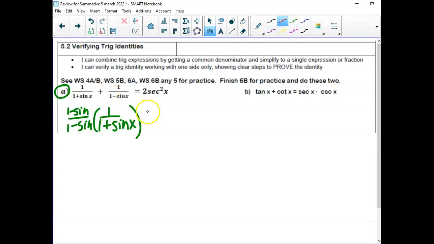And then this fraction already has a 1 minus sine in the denominator, so it would need to multiply by a 1 plus sine over 1 plus sine. I have parentheses in random places, I'm sorry.